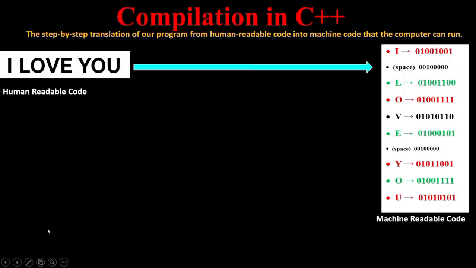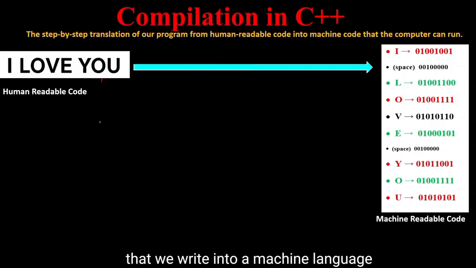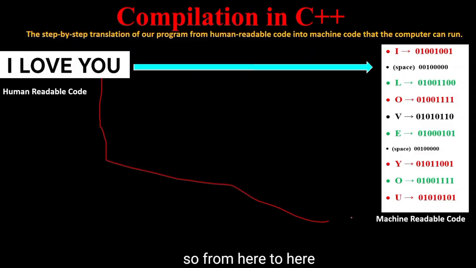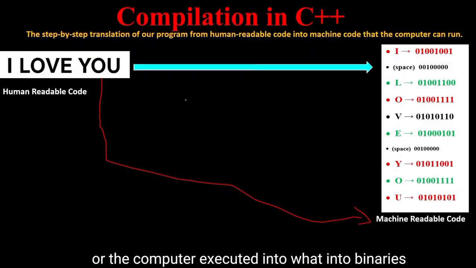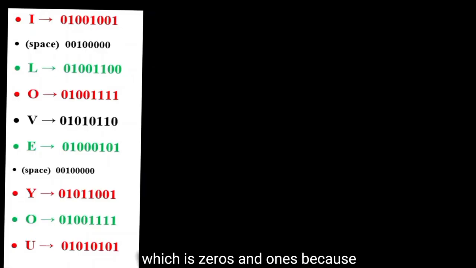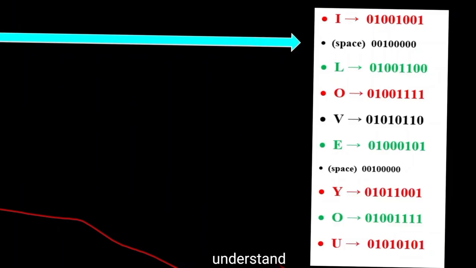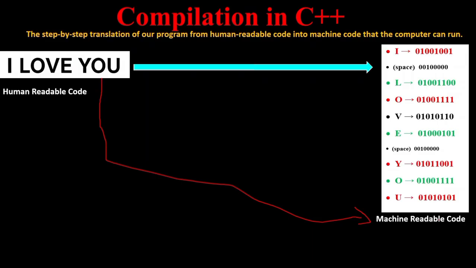So you notice that there is a process of converting our language that we write into a machine language. So from here to here. Have you seen? This is the word that we typed, which the computer executed into what? Into binaries, which is zeros and ones. Because this is the only language that the computer can understand. Is that okay? If so, then let's proceed.